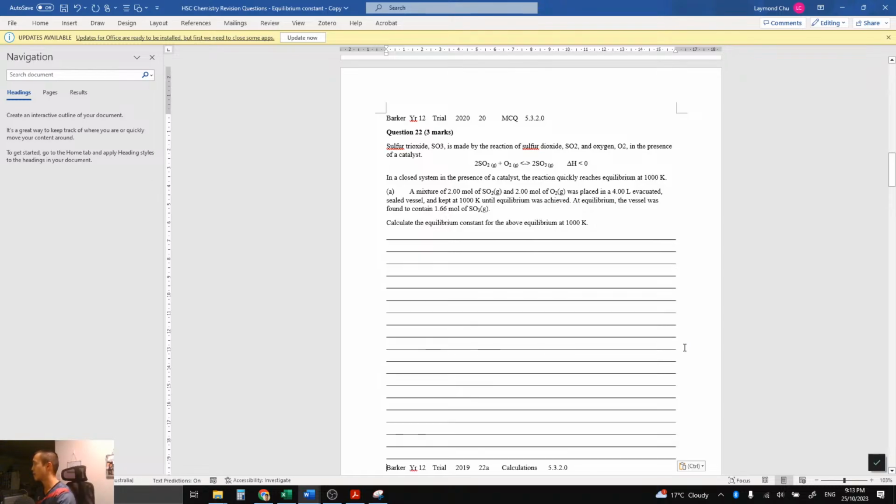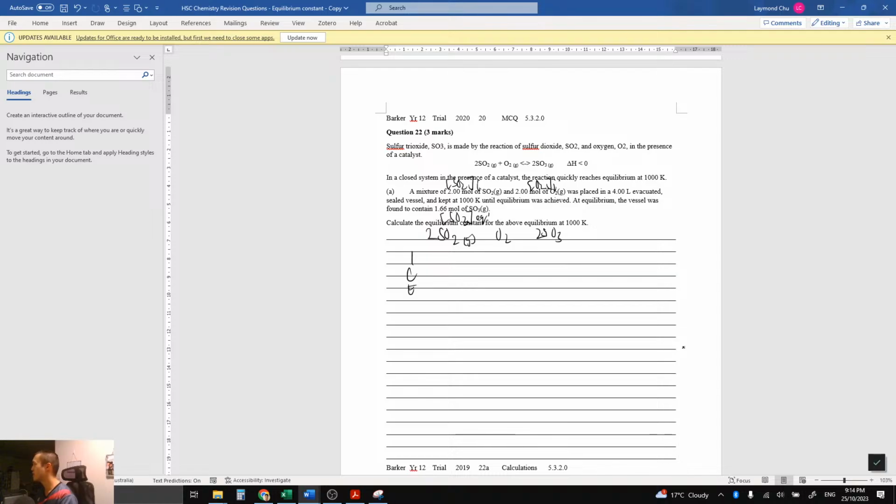Okay, that might need a little bit more space. So we've got the equation there. We've got our initial concentrations of these, and then we've also got the equilibrium concentration of this one. All right, so what do we need? We need an ICE table. 2SO2, O2, 2SO3. Let's do our ICE table.